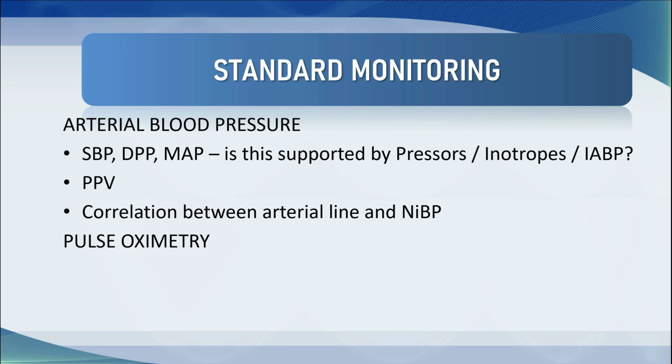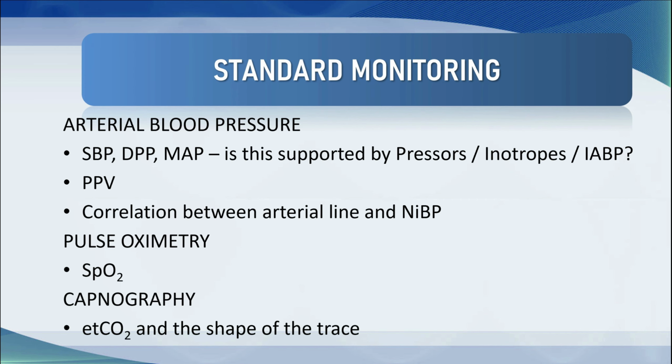Pulse oximetry is also used to determine the patient's oxyhemoglobin saturation. Generally over 90% is where we want to be, and we will also perform capnography to look at end-tidal CO2 and the capnograph trace.